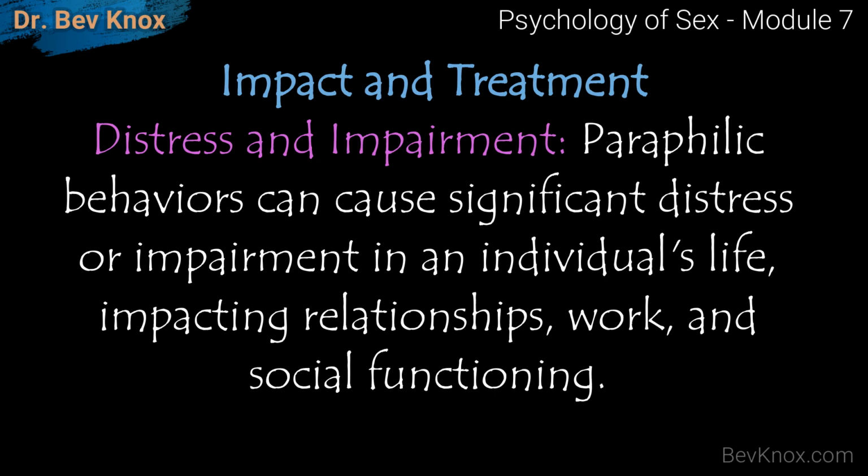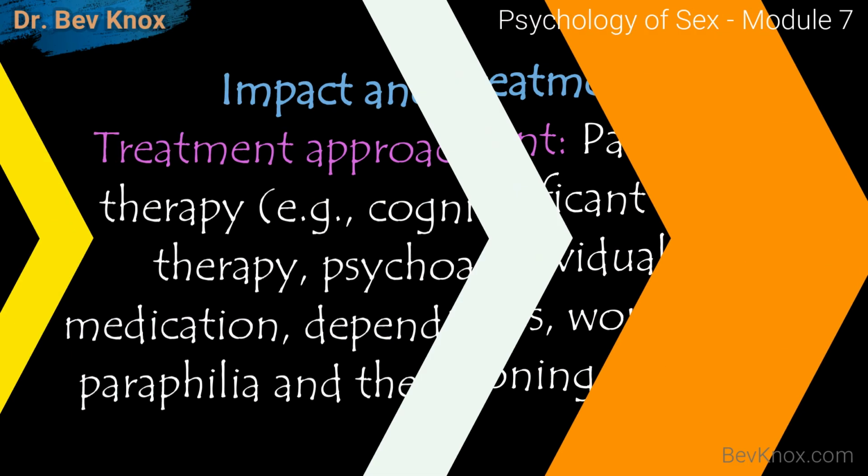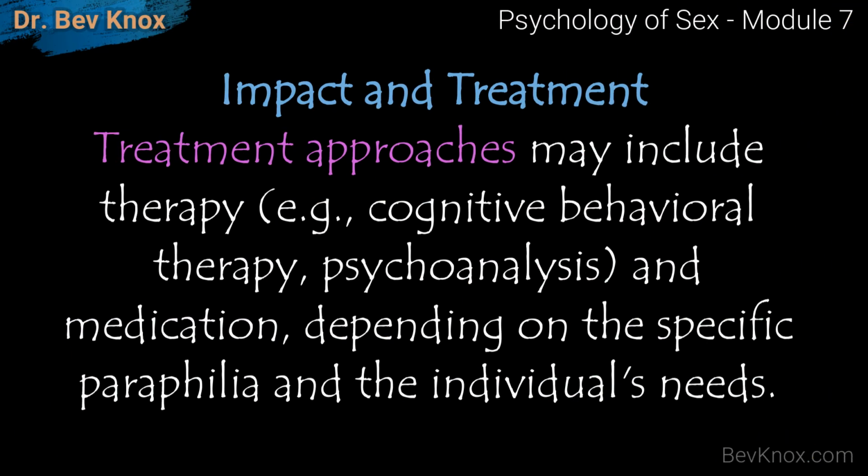Now, let us review impact and treatment. First, the level of distress and impairment. Paraphilic behaviors can cause significant distress or impairment in an individual's life, impacting relationships, work, and social functioning. And next, treatment options. Treatment approaches may include therapy, such as cognitive behavioral therapy or psychoanalysis, and also medication, depending on the specific paraphilia and the individual's needs.